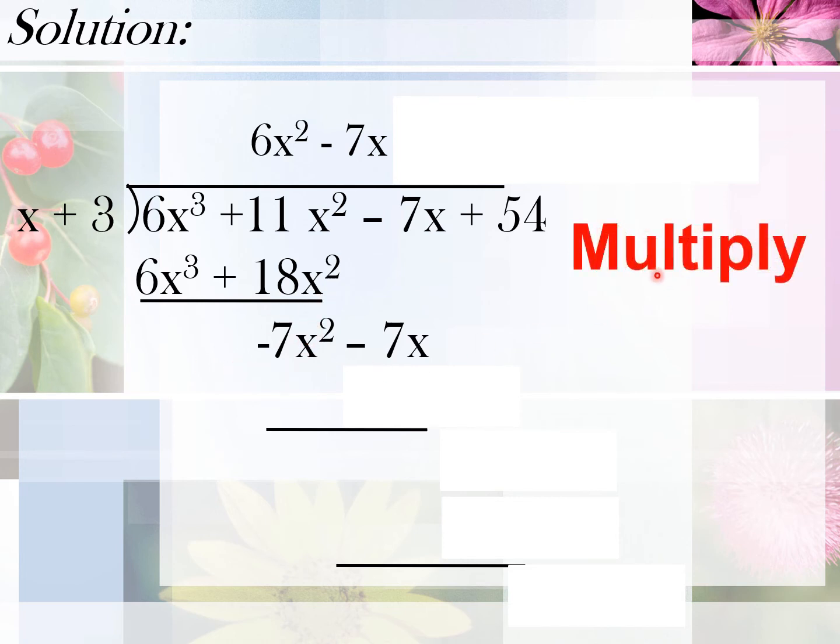Then, proceed na tayo sa multiplication. Multiply natin yung negative 7x sa x plus 3 by means of distributive. So, negative 7x times x is equal to negative 7x squared. Add mo lang yung exponent nila. Then, negative 7x times 3, that is equal to negative 21x. Dahil magkaiba yung sign, negative and positive.